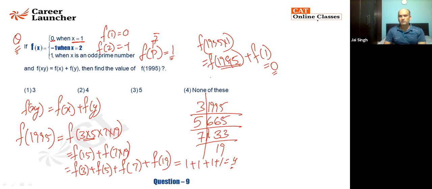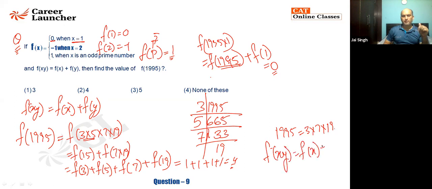You remember in the number system, I told you that any number that exists in the world is either a prime number or it forms from a prime number first. So when the number is forming from prime numbers, my dear, 1995, I did factorization. 1995 is written as 3 into 5 into 7 into 19. So I know f of xy is equal to f of x plus f of y, and I know only prime numbers will give you the answer.